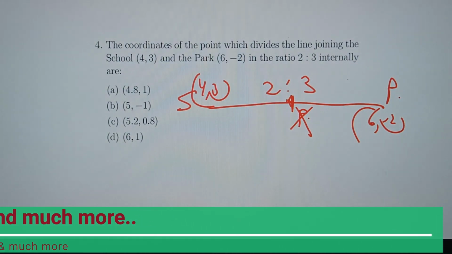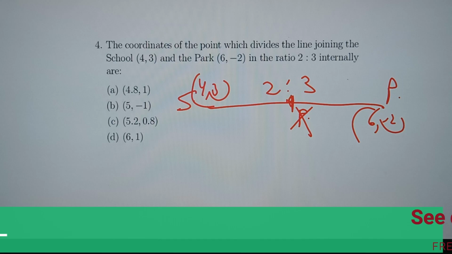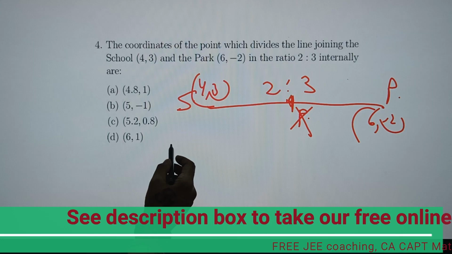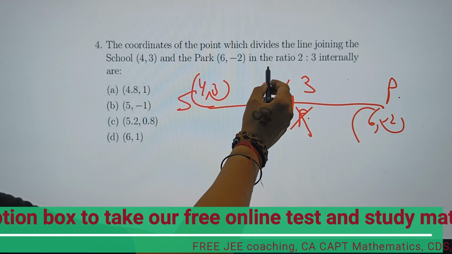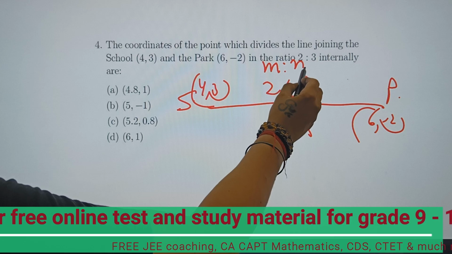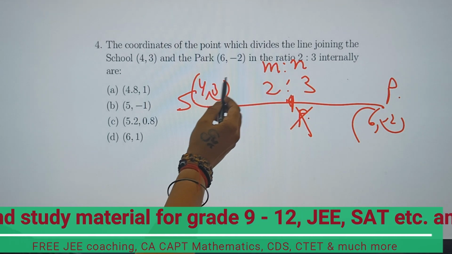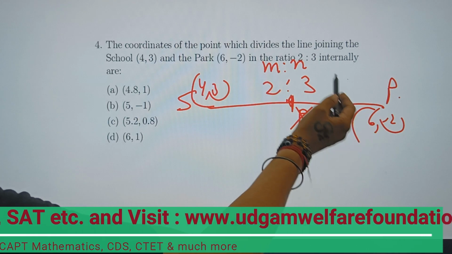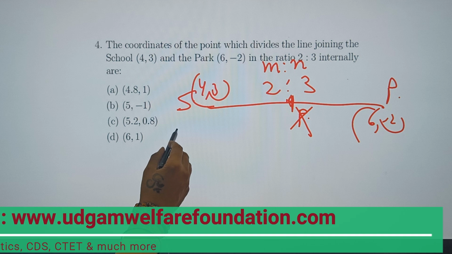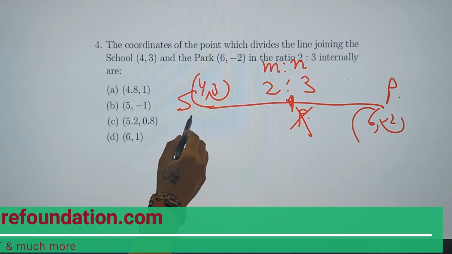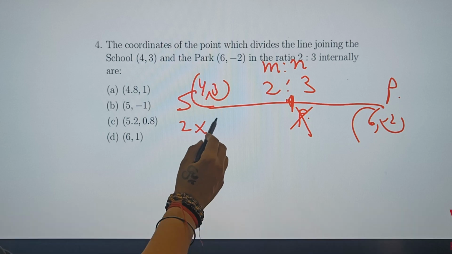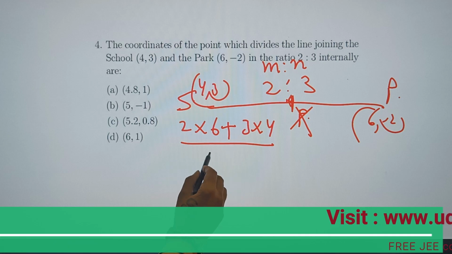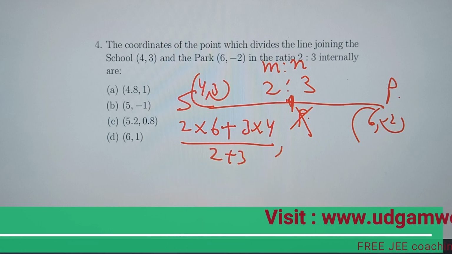And we know that if a point is dividing internally a line in a ratio, that is 2:3, then we can simply find out by applying, let us say this is m ratio n, then n into x1 plus m into x2 divided by m plus n. That means m is 2, so 2 into 6 plus 3 into 4 upon m plus n, that is 2 plus 3. So this is your x coordinate.